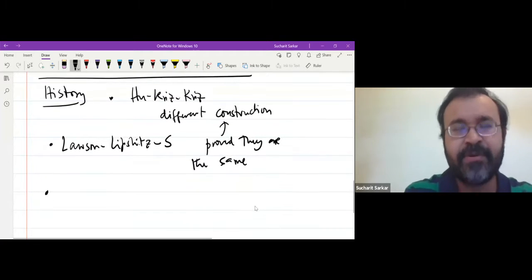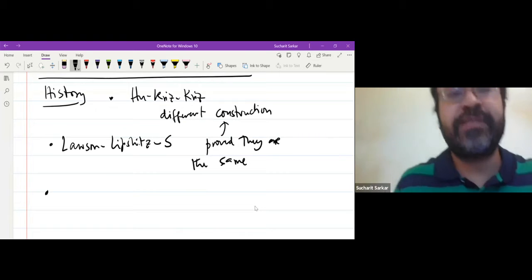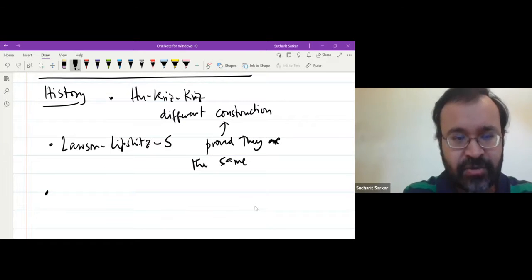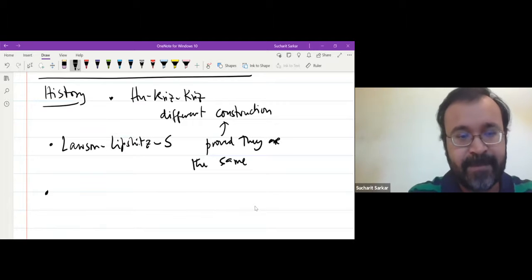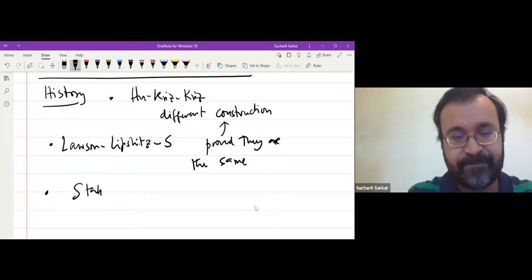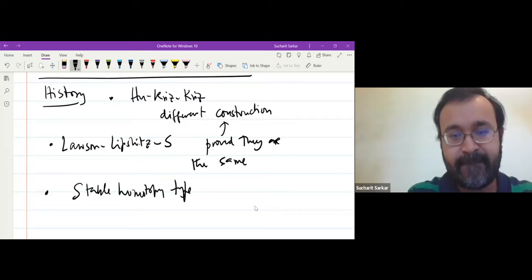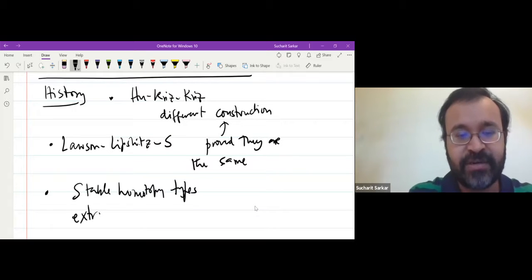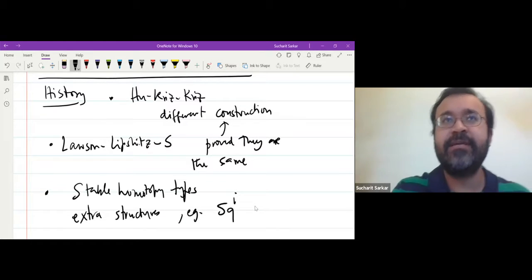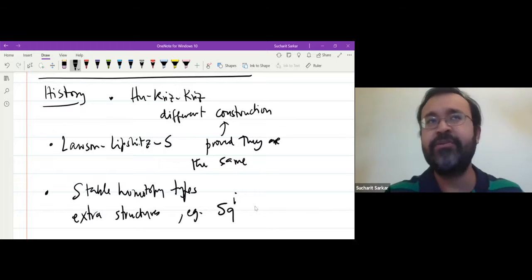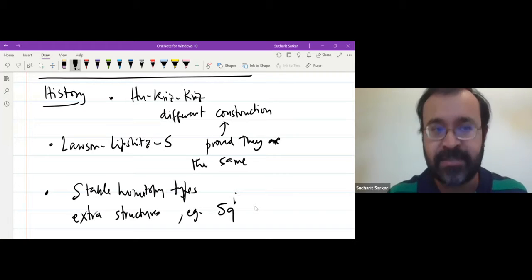And in the process, we also computed a few things. So what's the good thing about having a stable homotopy type? Stable homotopy types have extra operations, extra structures. Let me give one example, for example the Steenrod squares, Sq^i. If it's just stable, we don't get the actual homotopy type. We only get the stable homotopy type.